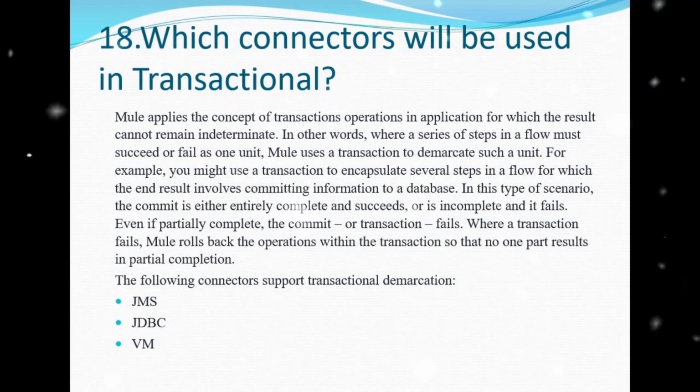In this type of scenario, the commit is either entirely complete and succeeds, or is incomplete and it fails. Even if partially complete, the commit or transaction fails. Where a transaction fails, Mule rolls back the operations within the transaction so that no one part results in partial completion. The following connectors support transactional demarcation: JMS, JDBC, VM.